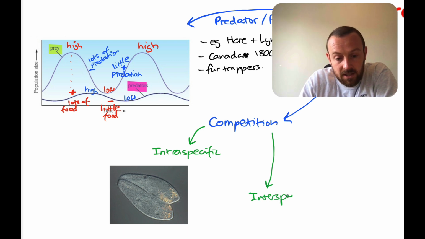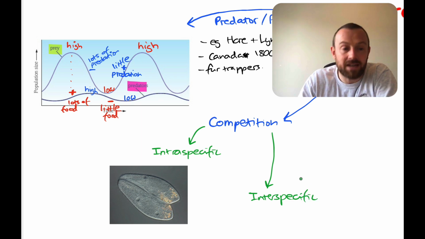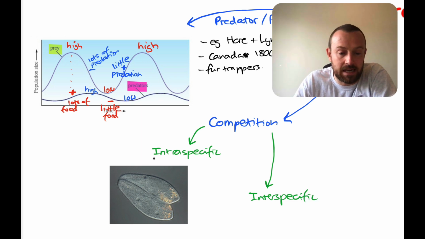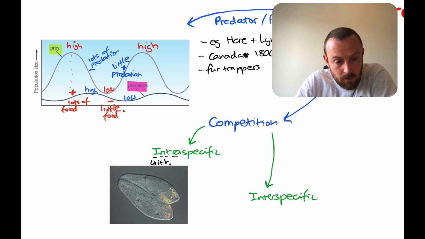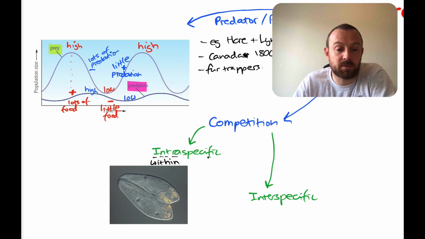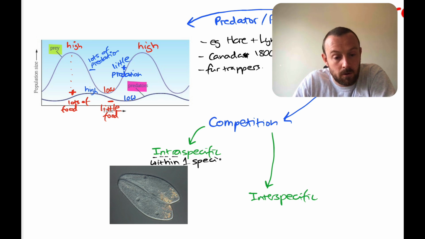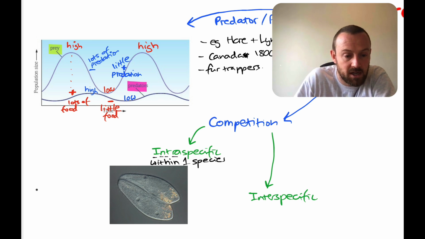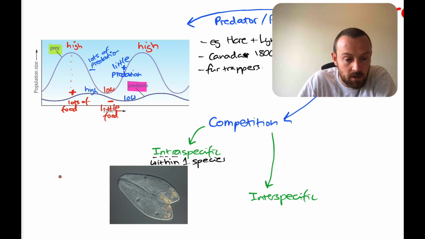What do these mean? Okay, so in biology, intra means within. That's actually Latin, I think. So intraspecific is within one species. So for example, if we have this, these are paramecium, by the way. They're little tiny unicellular organisms. Paramecium.